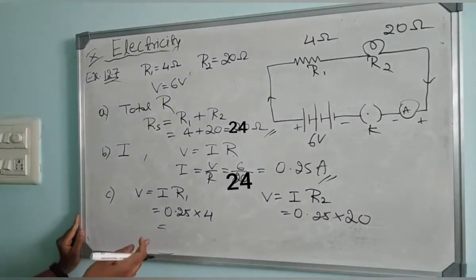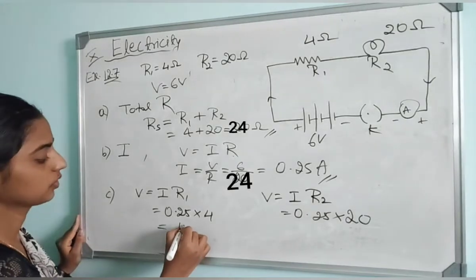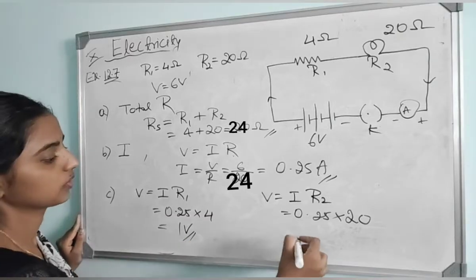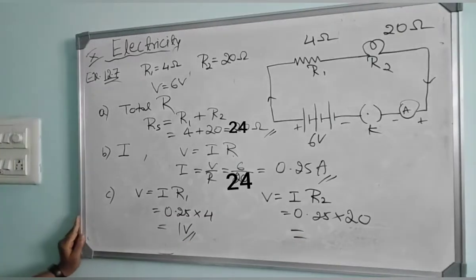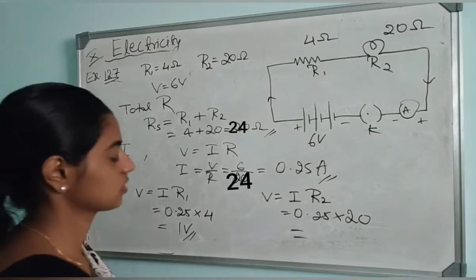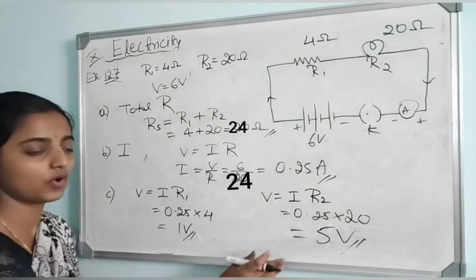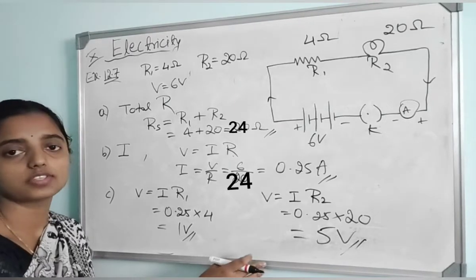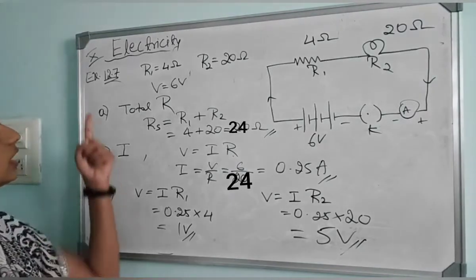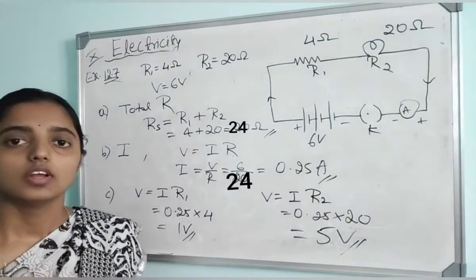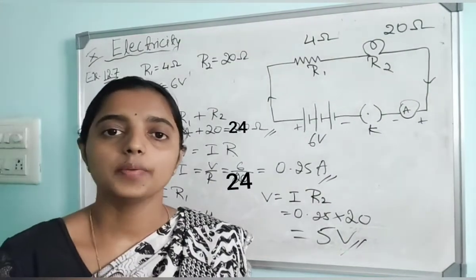Calculate and see how much we'll get when we calculate I into R1. So here we'll get 1 volt, V only, again the SI unit, and here 0.25 into 20, we will get 5 volt. So this is an important question, okay? You need to solve step by step. So this is example 12.7 under series. So next we'll solve example questions under parallel.